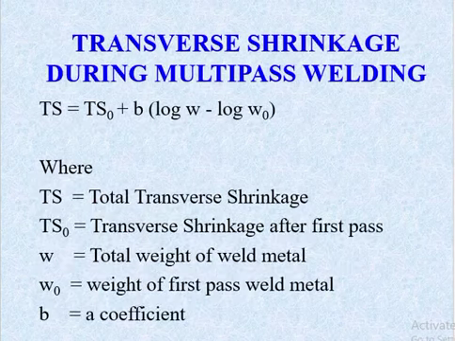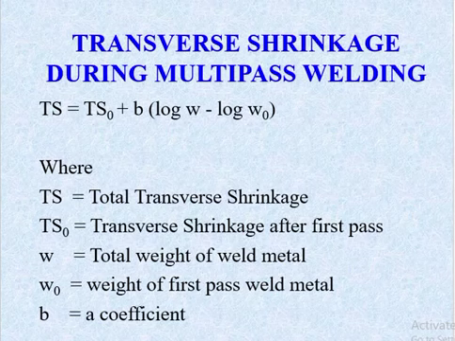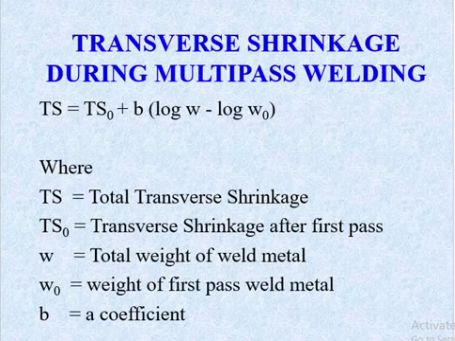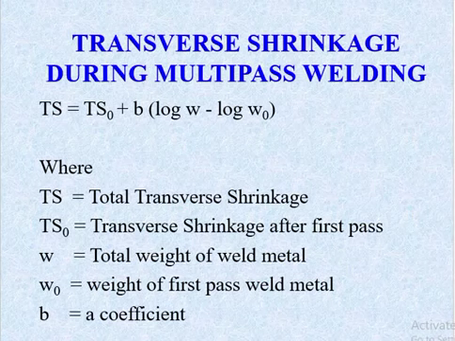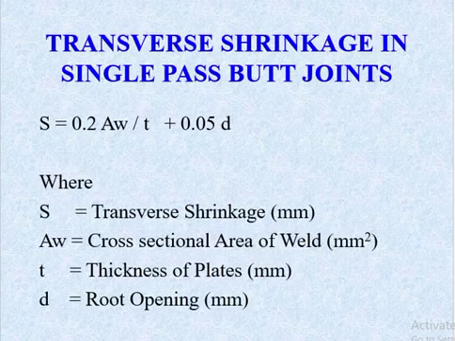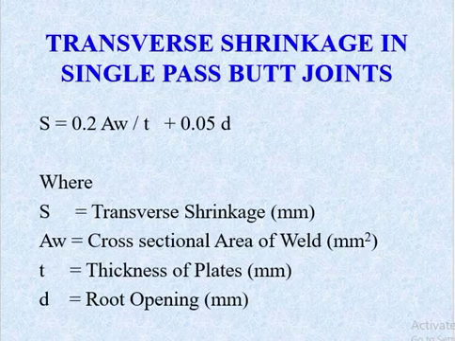Here is an example that I know, during multi-pass welding. This is the shrinkage for single pass butt welding. Now during multi-pass welding, what is the formula? TS equals TS0 plus b log W minus log W0, where TS is the total transverse shrinkage, TS0 means transverse shrinkage after first pass, W means total weight of weld metal, W0 means weight of first pass weld metal, and b is the coefficient. So we need to know this formula to check the transverse shrinkage or the longitudinal shrinkage.